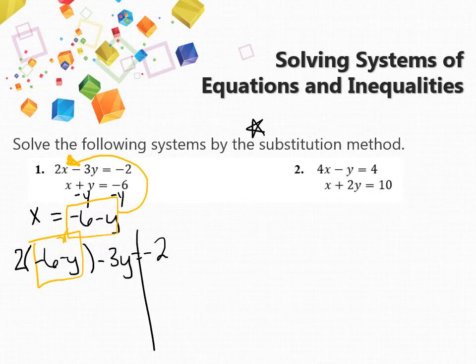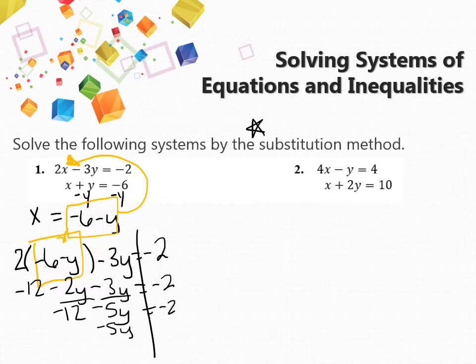So my first goal is I'm going to distribute that 2. I'm going to combine like terms. I'm going to kick that 12 to the other side by adding it over. And I'm going to divide both sides by negative 5. Now remember, if you need more instruction than this, you need to go back and see your instructional videos. This is intended to be a pretty quick review.